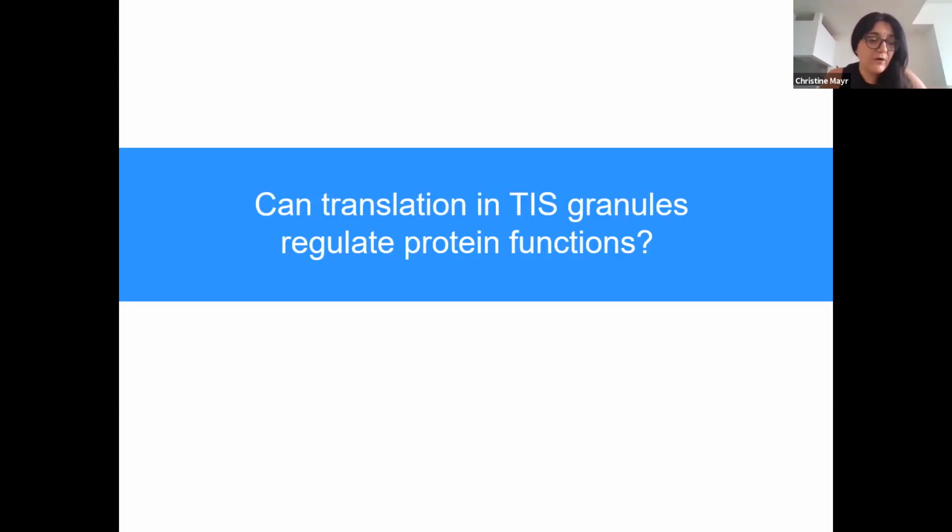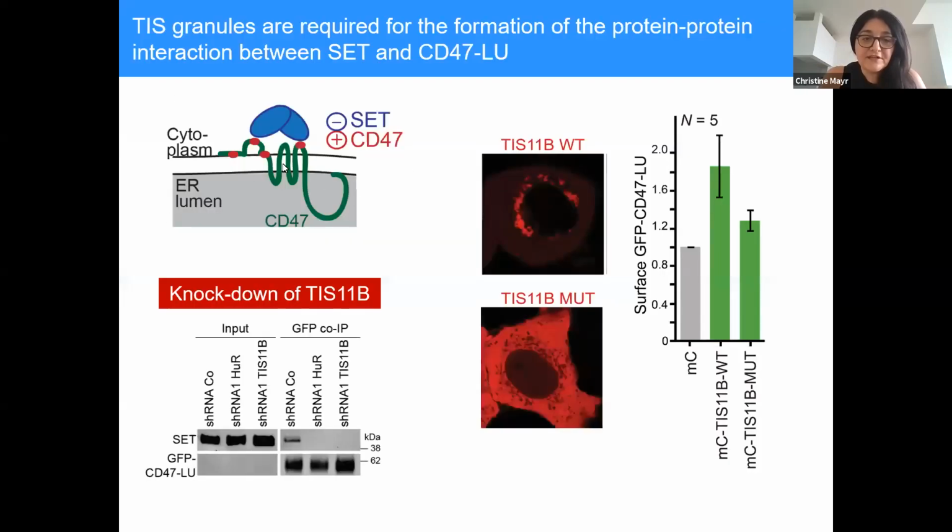Okay, so now we knew that RNAs can differentially localize to TIS granules. But in the end, we wanted to know what's the advantage of being translated in TIS granules. And luckily, because we found TIS granules while we were studying the interaction between SET and CD47, we looked at the protein-protein interaction between SET and CD47 to see, is the granule actually required for this protein-protein interaction?